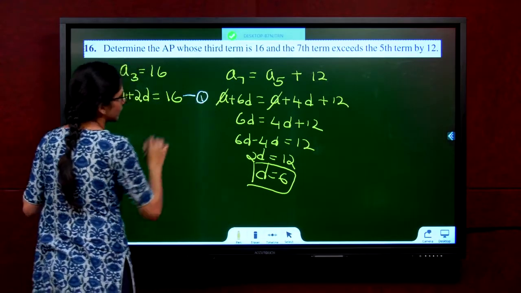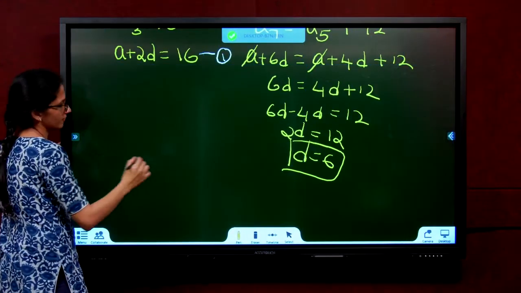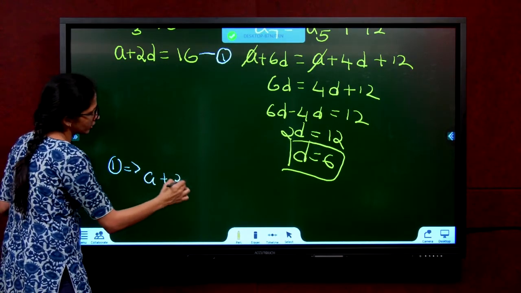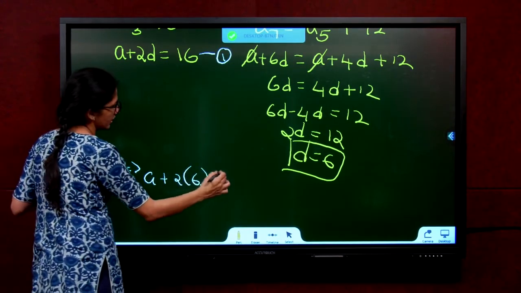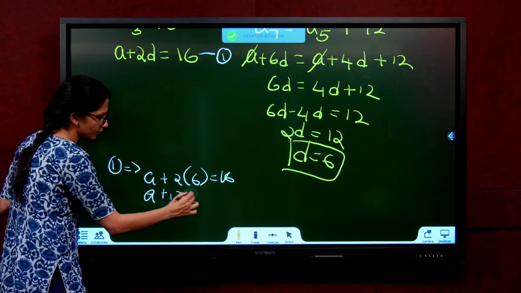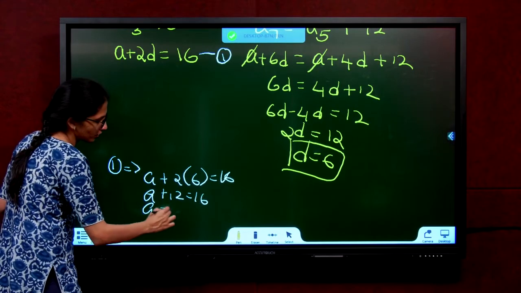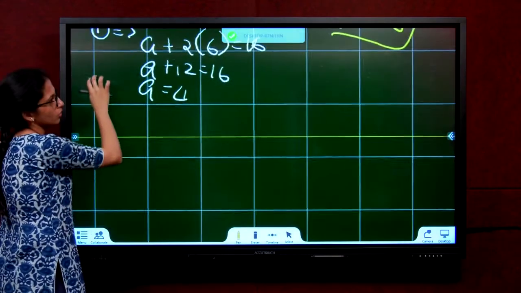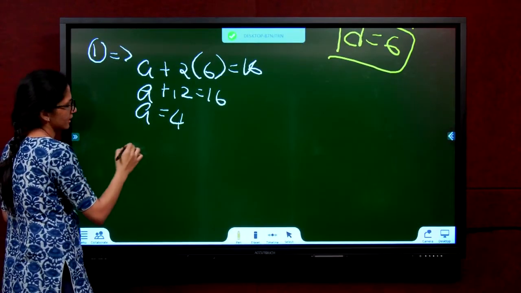Let's call this equation 1, substituting in 1. So therefore what happens to 1? A plus 2D, 2 into 6, is equal to 16. A plus 12 is equal to 16. A is equal to 4. 16 minus 12, 4. So A is 4 and D is 6.